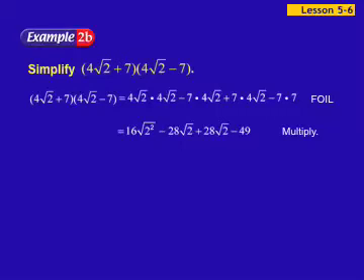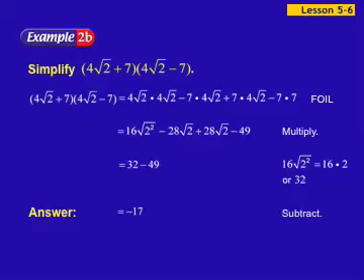If we're multiplying a binomial by its conjugate, we can take the first term, the 4 square root of 2, and square it, which will give us 16 square root of 2 squared. And we can take the last term, the 7, and square it, which gives us 49, and it will always be subtracted. The first squared minus the second squared. So 32 minus 49 gives us a negative 17.